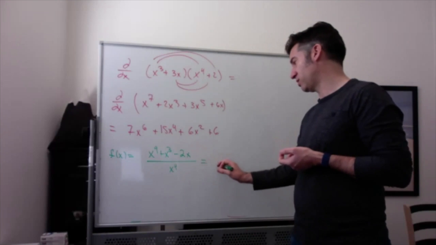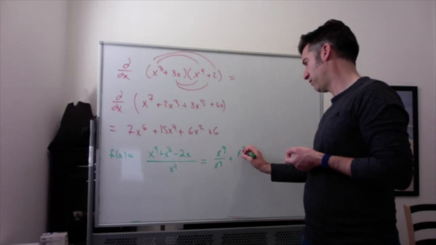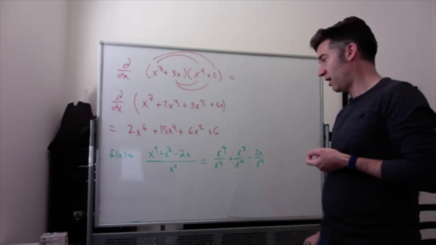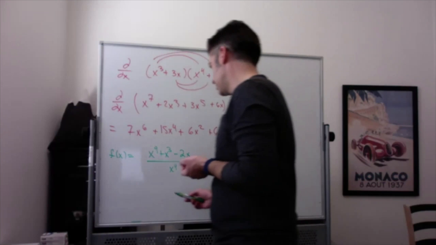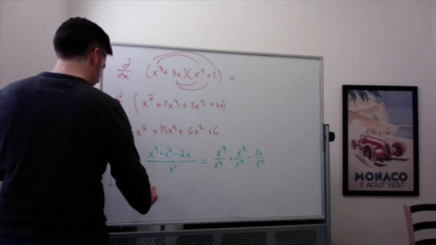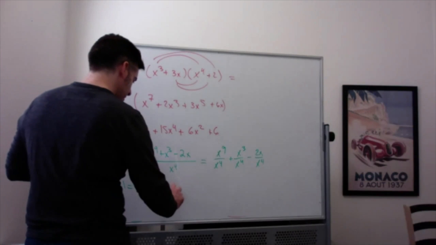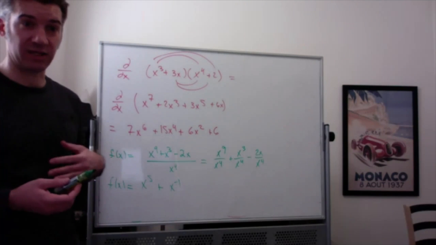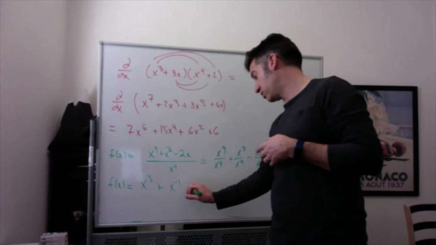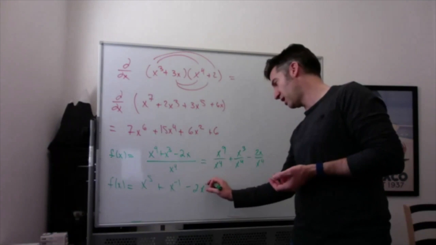I can rewrite this expression as x to the 9th over x to the 4th plus x cubed over x to the 4th minus 2x over x to the 4th. And then I can rewrite each of those. x to the 9th over x to the 4th is x to the 5th. x cubed over x to the 4th is x to the negative first, or 1 over x, but again, I want to write them as x to a power, not 1 over x to a power. And then this is going to be minus 2 over x cubed, but I should write it as minus 2 times x to the negative 3rd.